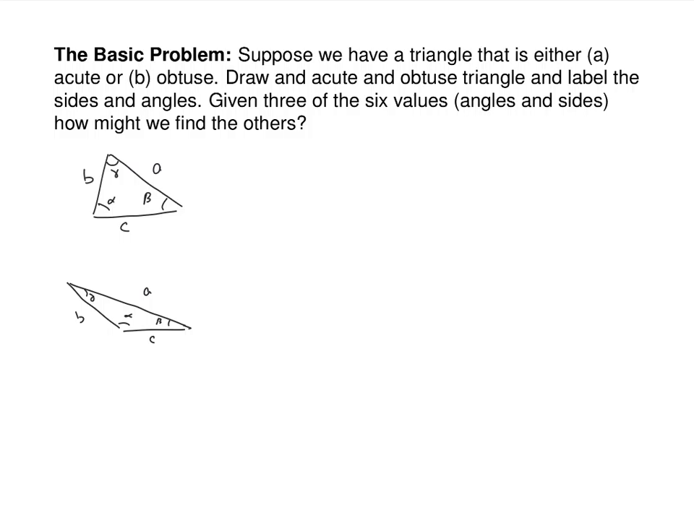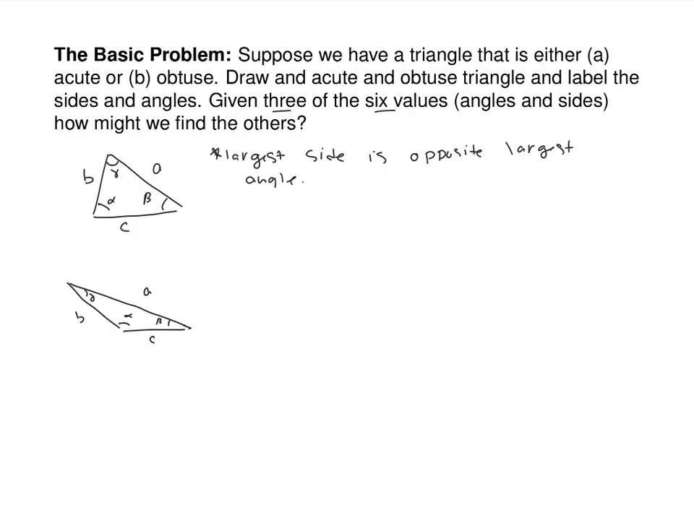Okay, so the question is, if we know 3 of these 6 values, like a side and 2 angles, or 2 sides and an angle, or maybe all the angles or all the sides, how are you going to find all of the other things in that triangle? Does that make sense as a question? Just a couple things to note. First of all, the largest side is always opposite the largest angle. Does that make sense?